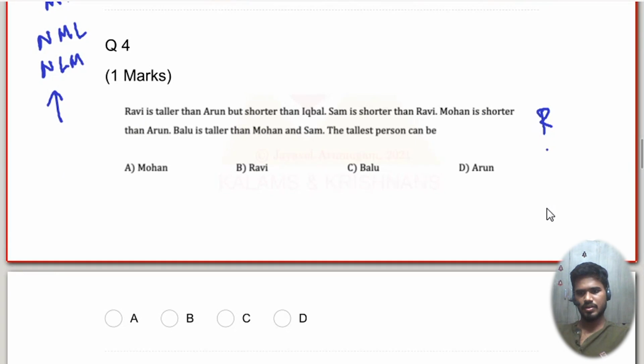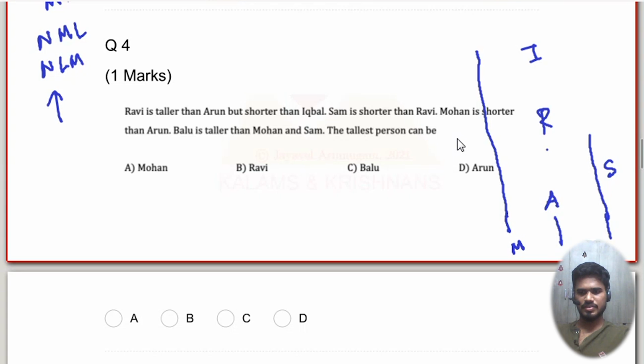Ravi is taller than Arun, but shorter than Iqbal, so Iqbal here. Sam is shorter than Ravi, so Sam could be anywhere in this region. Mohan is shorter than Arun, so Mohan could be anywhere in this region. Notice we cannot really compare Mohan and Sam right now. Balu is taller than Mohan, so Balu is in this region, taller. This is Balu's region. This is Sam's region.